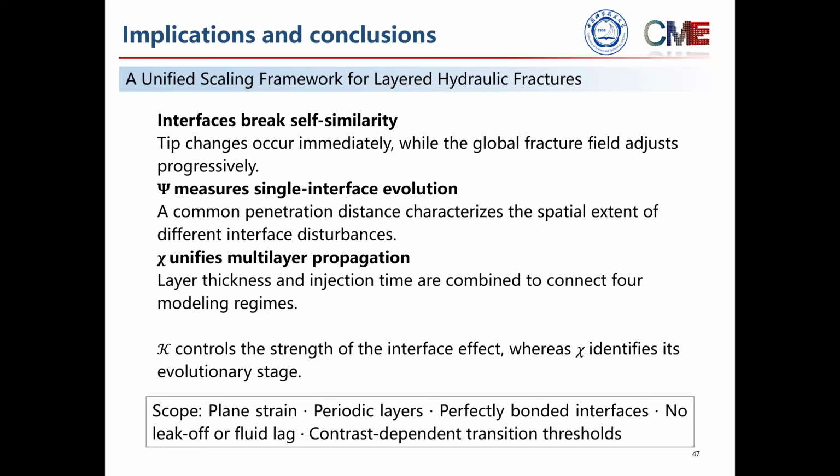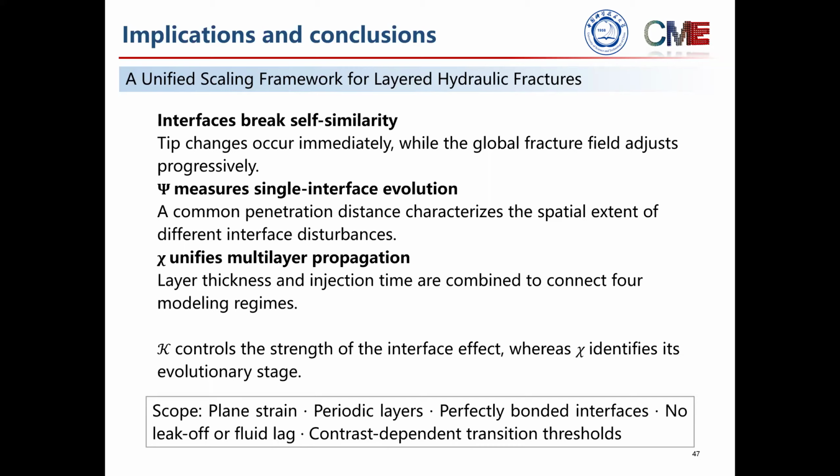Let me summarize the main conclusions. First, the interface breaks the classical similarity. The tip conditions can change immediately at a crossing, while the global opening and the pressure field adjust progressively through fluid redistribution. Second, for a single interface, the relative penetration coordinate provides a natural measure of transient evolution. Although fracture energy, stress, and modulus contrast act through different mechanisms, their spatial range of influence can be characterized using a common critical penetration distance.